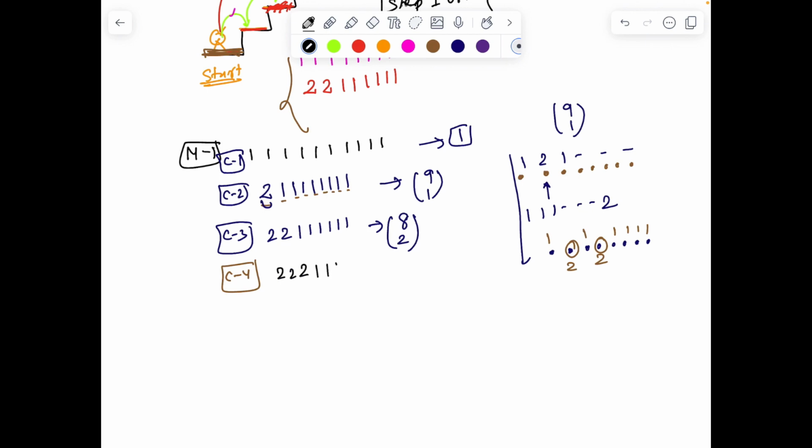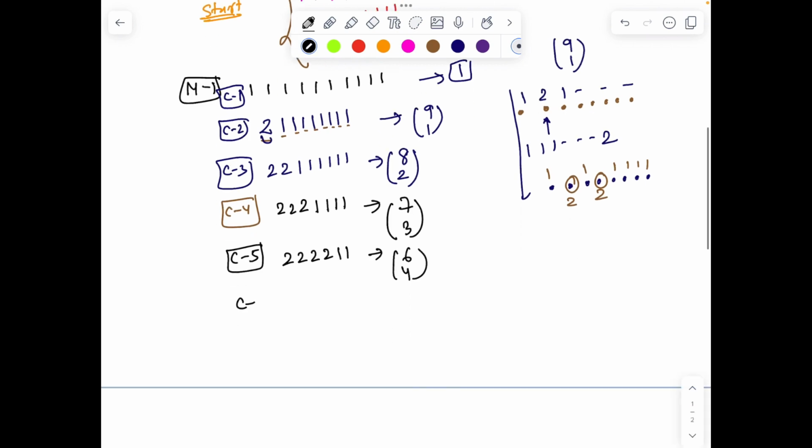So 6 is already consumed. 5, 6, 7, 8, 9, 10. Right? 6, 7, 8, 9, 10. So now we have 4, 3, 7 out of 7. I'll select any 2 places. Similarly, the last case is when we have 2, 2, 2, 2, 8, 9, 10. So out of 6, I'll select any 4 places for 2.